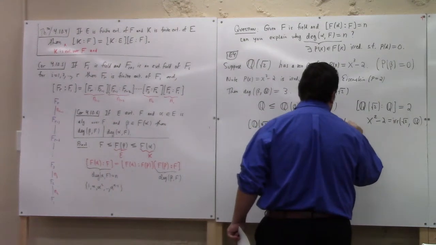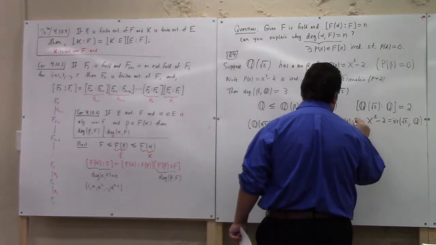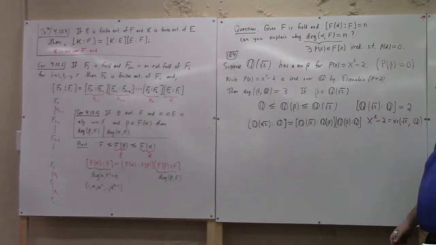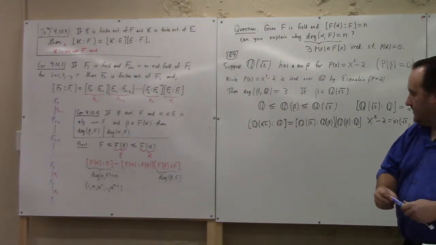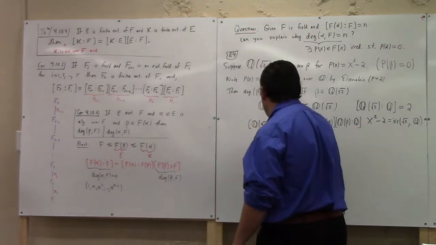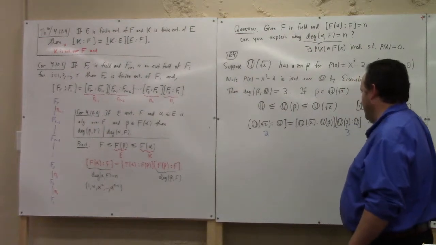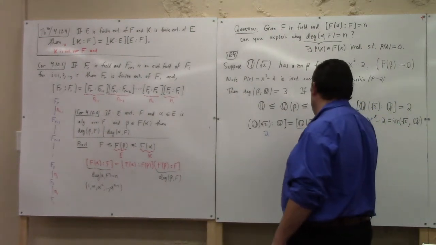Q adjoin beta over Q, right? Using the theorem again, or the corollary, whatever you want to. But you tell me what's going on here. This is 2, right? This is 3. This is some n greater than or equal to 1.